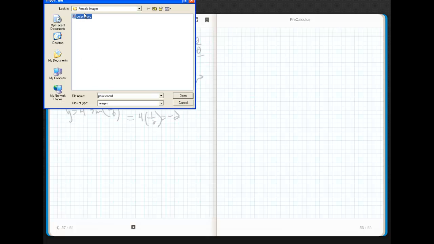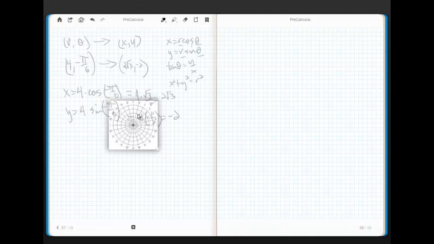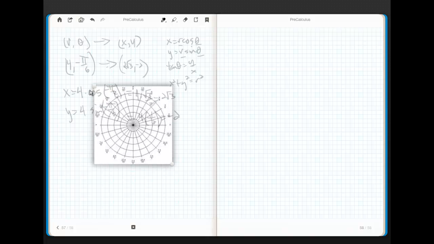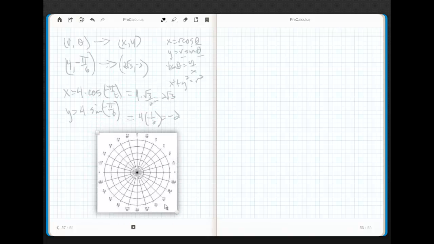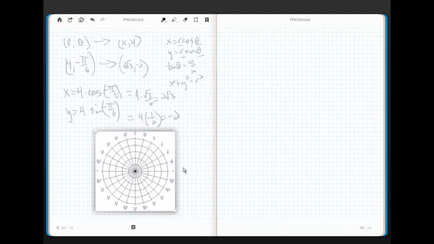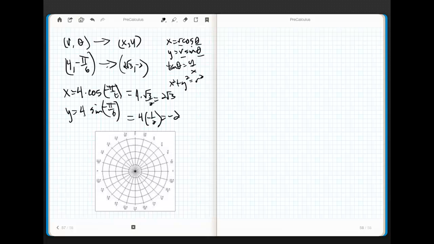Let's go back here. Let's grab that polar coordinate graph again. Okay? Let me stretch this thing out just a little. Ooh, now it's superimposed. Oh, that'd be so nice to be able to do that, but I can't, unfortunately. All right, so here we go. You ready?